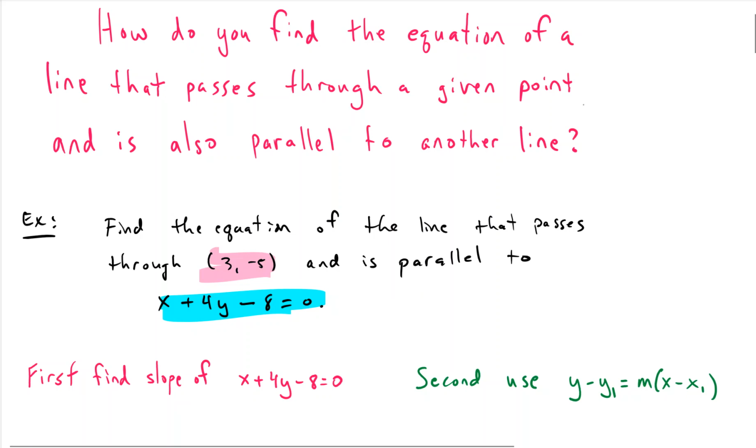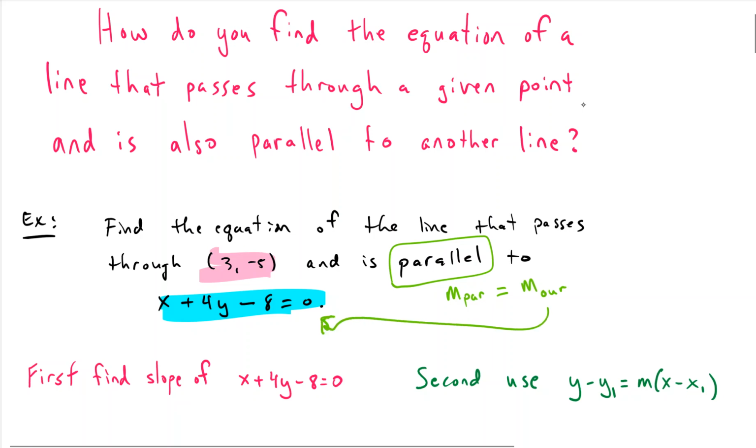So some important information we want to consider: what does the fact that it's parallel bring to the table? Well, that means that the slope that we want, we'll call it m parallel, is going to be exactly the same as the slope that we have in our equation. We'll call it m ours, meaning the slope found here in this equation.